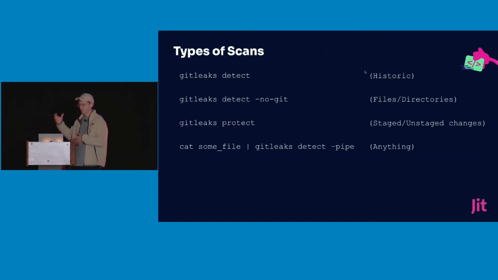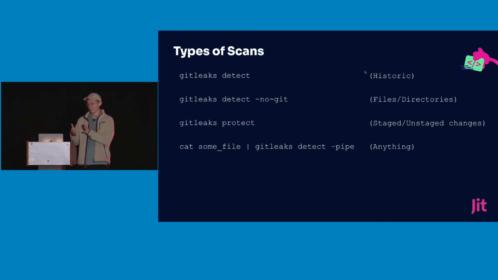Speaking of targets, there's a couple different types of scans that you can scan for. The first one, which I think most people use, is you clone a Git repo and want to detect if there are any secrets in that repo or not. You would use the Gitleaks detect command, which will scan the entire history of the Git repo for secrets. We also have a no Git option, which treats a Git repo as just a regular directory.